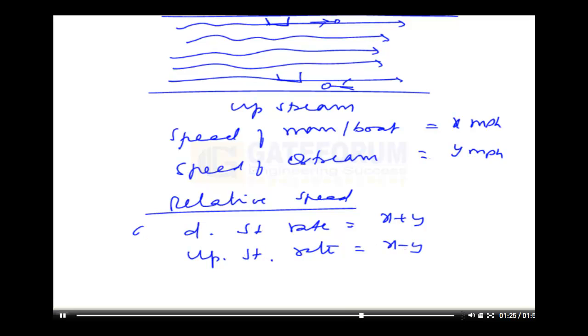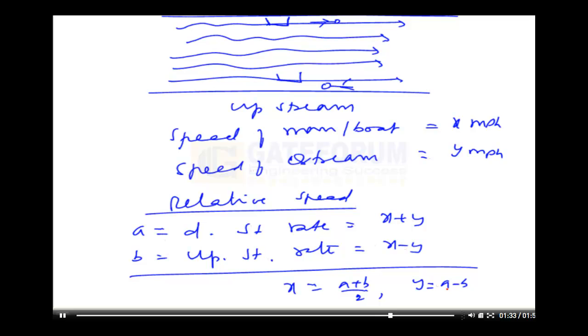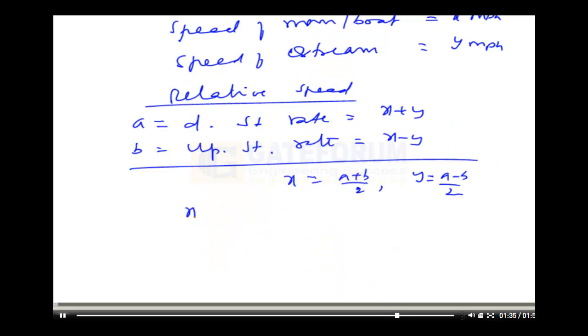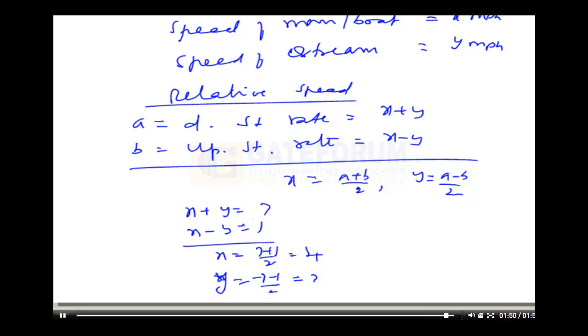x minus y. For convenience, if we call them a and b, then x will be sum of the equations by 2 and y will be difference by 2. So, if we look at sum of the equations, x plus y is 7, x minus y is 1, x will be 7 plus 1 by 2 is 4, and y will be 7 minus 1 by 2 is 3.